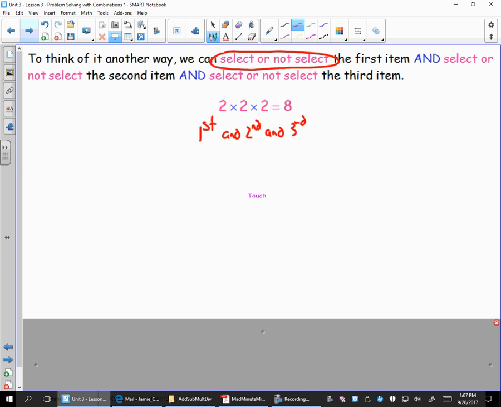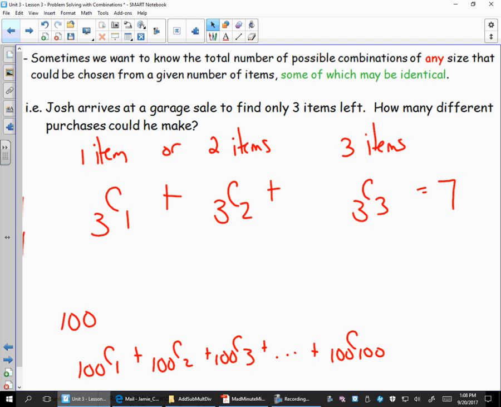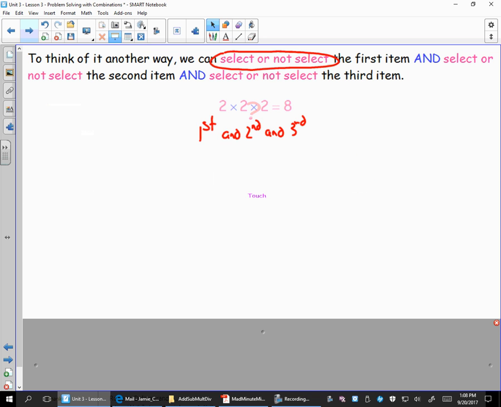But notice that this gives us a different answer, because there's something we didn't think about if he takes the option of buy it or not in each of those cases. What about the case where he didn't buy the first item, and he didn't buy the second item, and he didn't buy the third item? Well, that didn't come into play on the earlier page. We didn't have the option of 3 choose 0. We said he had to make a purchase. But when we do this idea of choices, first choice, second choice, third choice, that does come into play.